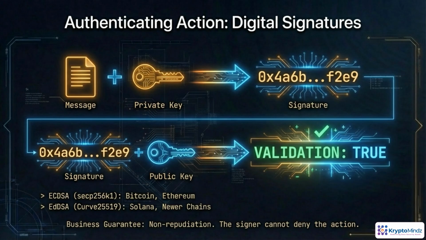Digital signatures turn "somebody sent this" into "this specific key owner approved this exact message." You combine the message with your private key to produce a signature. Anyone with your public key can verify that signature against the message. If it checks out, they know two things: the message wasn't altered, and the private key holder authorized it. That yields non-repudiation. The signer can't later credibly deny the action.